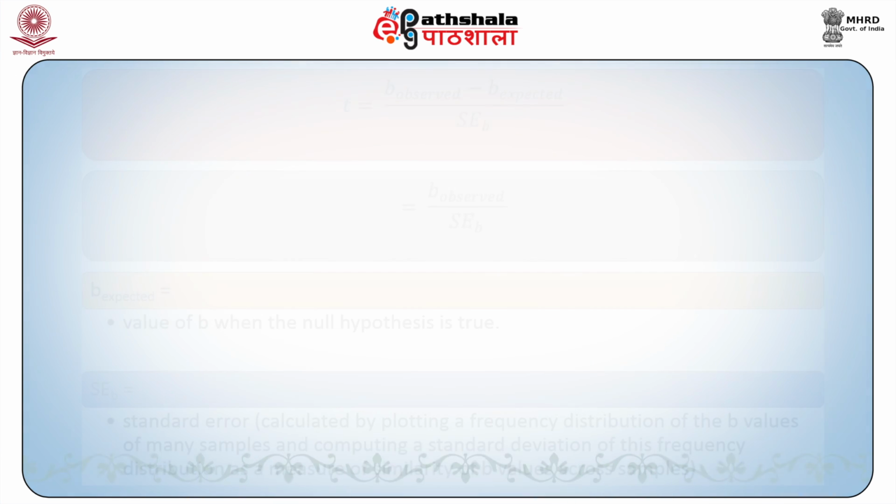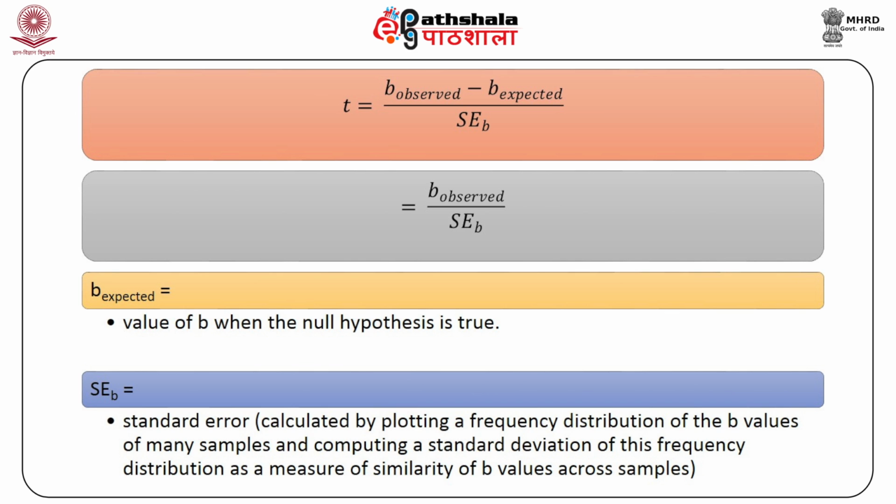The equation to calculate t is t equals B observed minus B expected, divided by the standard error of B, where B expected is the value of B we would expect to obtain if the null hypothesis is true, which is hypothesized to be 0. The standard error of B is calculated by plotting a frequency distribution of the B values of many samples and computing the standard deviation of this frequency distribution as a measure of similarity of B values across the samples.